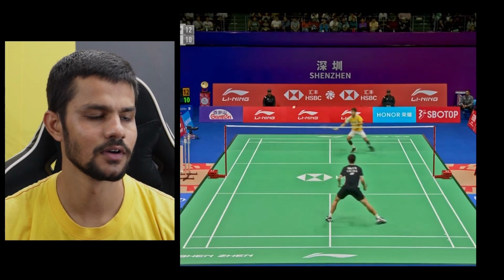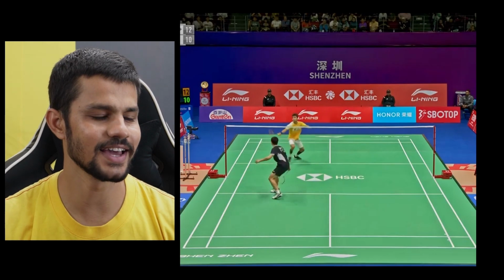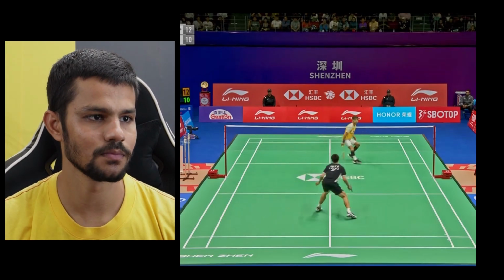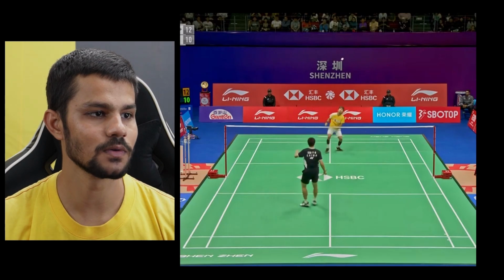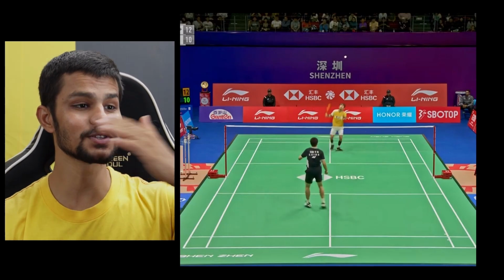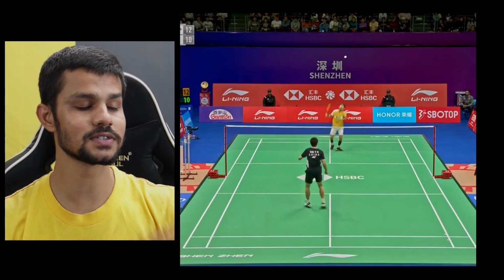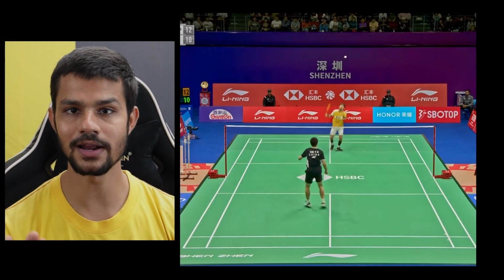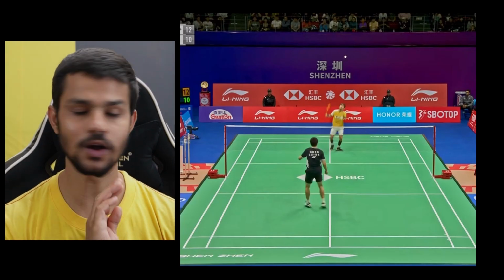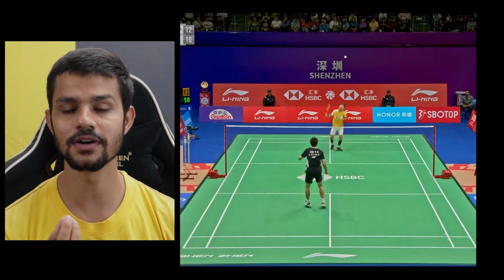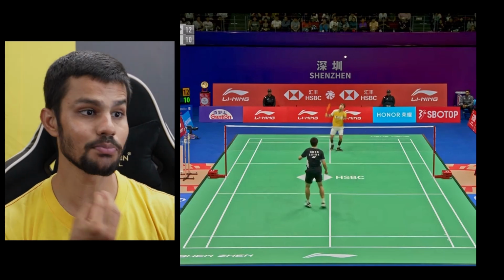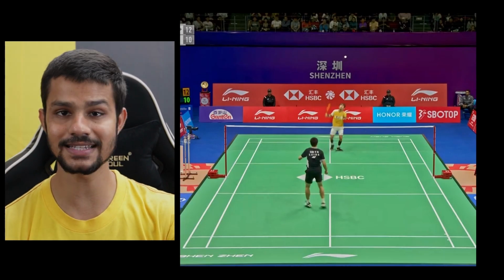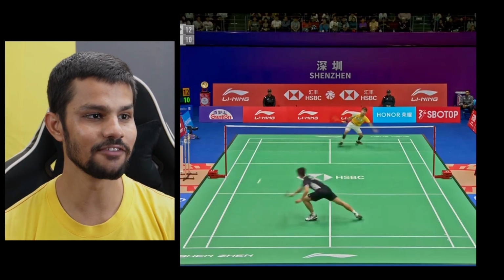Nice lift again. Finally, again Sen is attacking. Nice push. Whoa. Just see the speed of both players. Just focus on the speed, how fast both players are doing those parallel shots. First of all, the commendable thing is that both players are doing faster shots, and both are pushing shuttles to different parts of the court. That's the commendable thing.